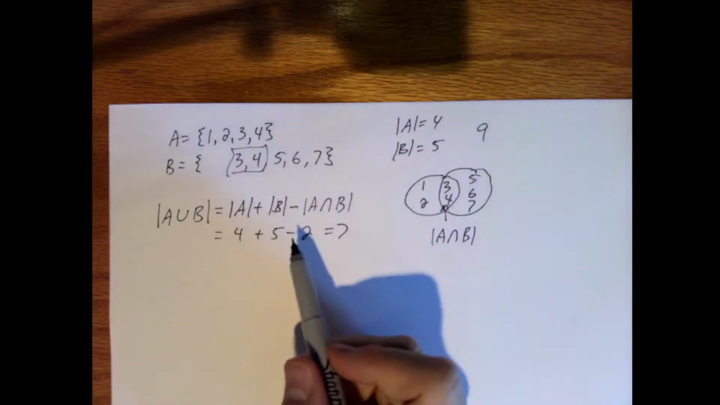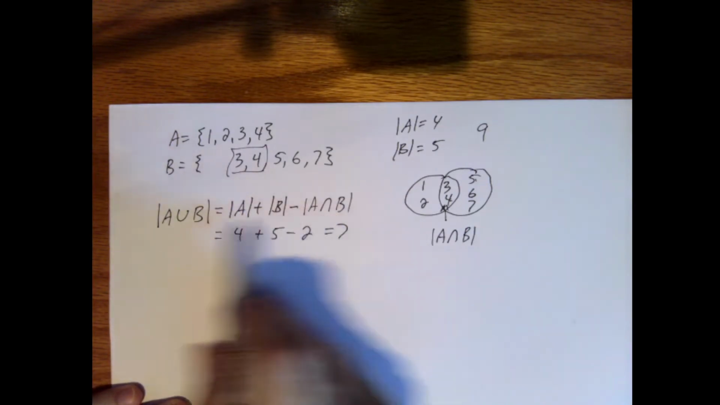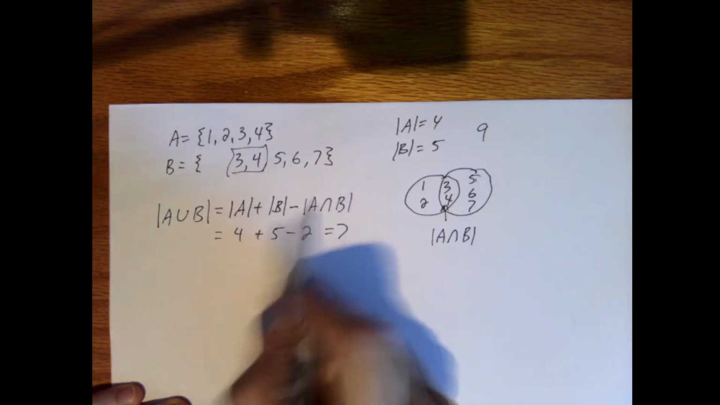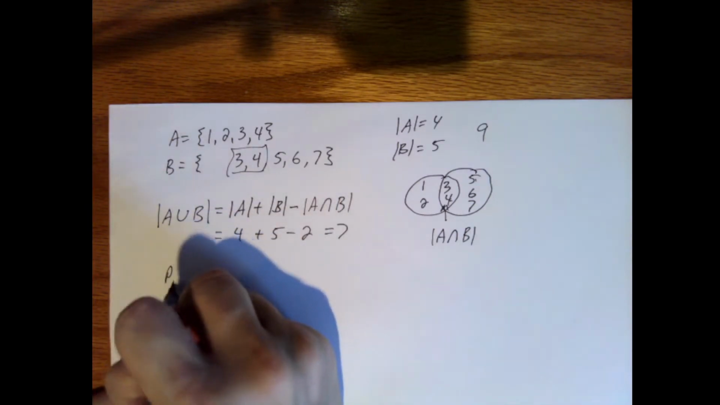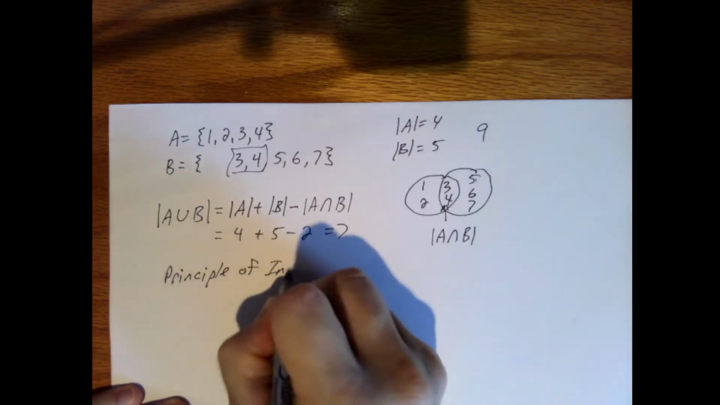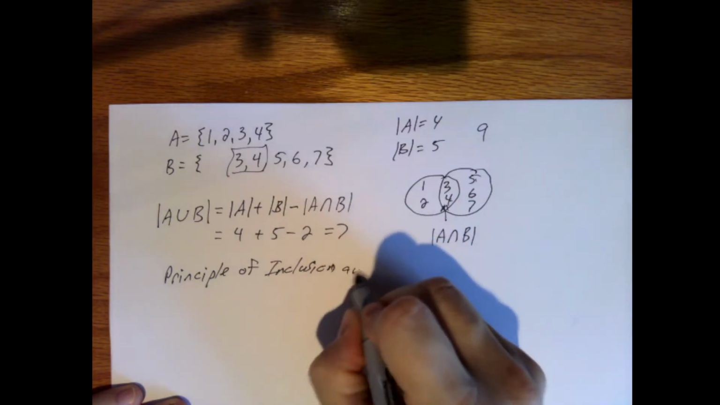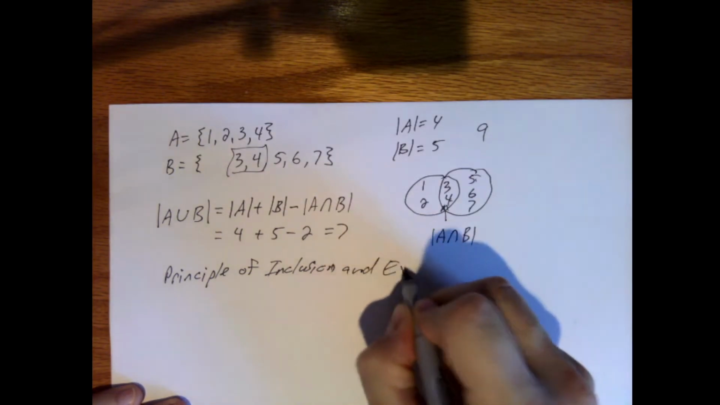This idea of adding the cardinalities and then subtracting out the additional elements, the extra elements, is called the principle of inclusion and exclusion.